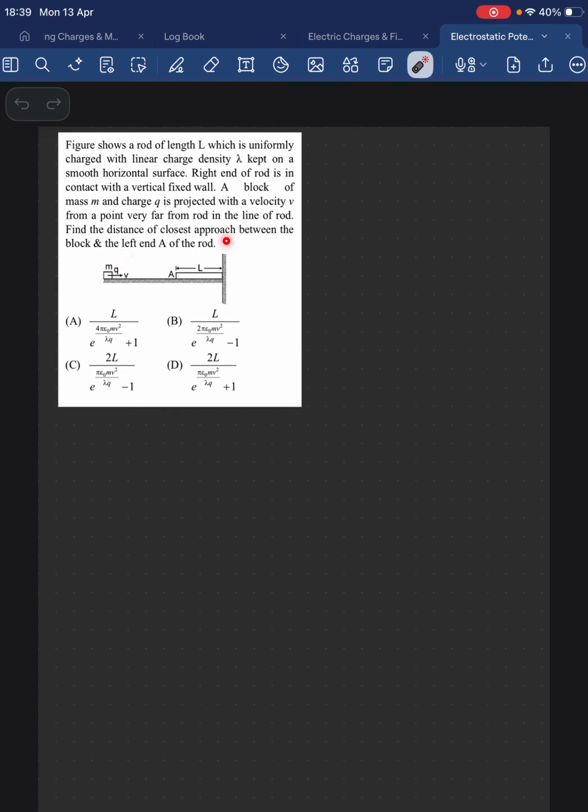So the question asked over here is to find the distance of closest approach between the block and the left end of the rod, right? So what is the closest distance your block will approach the rod is what we need to calculate in this question, right?